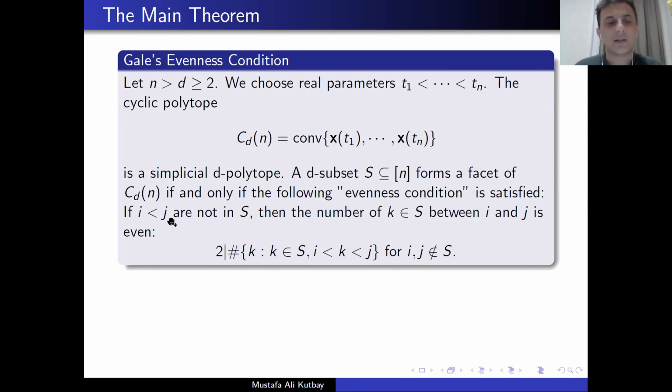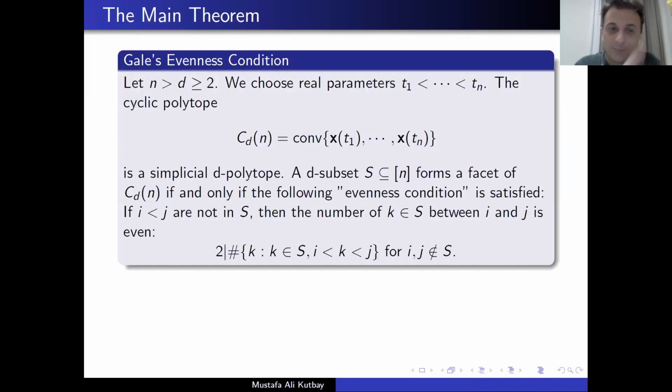Whenever you pick i and j which are not in S, you consider the number of elements of S between i and j. If that number of elements is even, then we say this set satisfies the evenness condition. So a subset S forms a facet if and only if it satisfies the evenness condition.